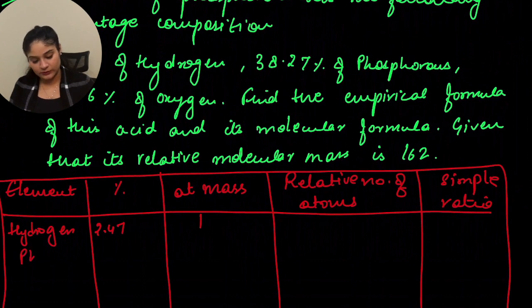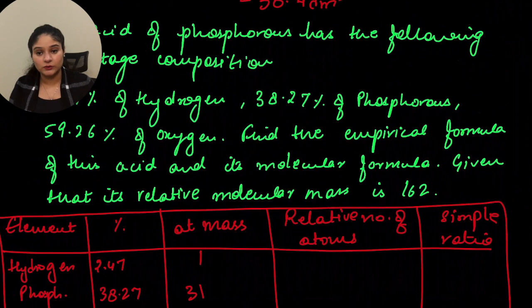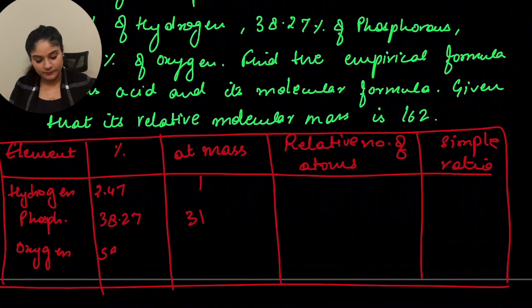Then I have phosphorus, this is given to me as 38.27 and the atomic mass given to me is 31. Then after phosphorus I have oxygen. The percentage given to me for oxygen is 59.26 and I know the atomic mass is 16. So let's quickly divide these.